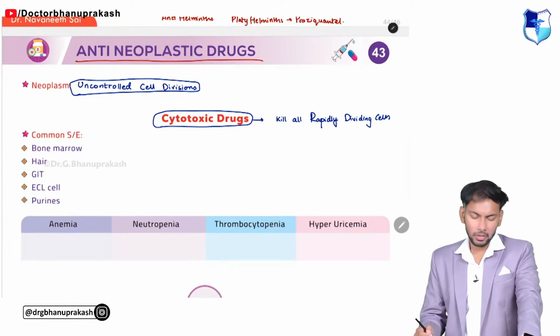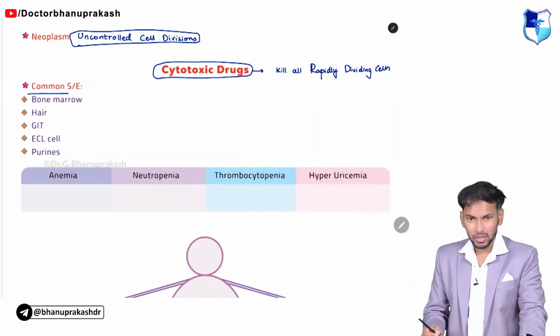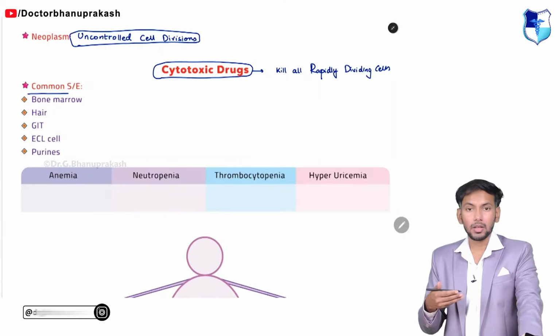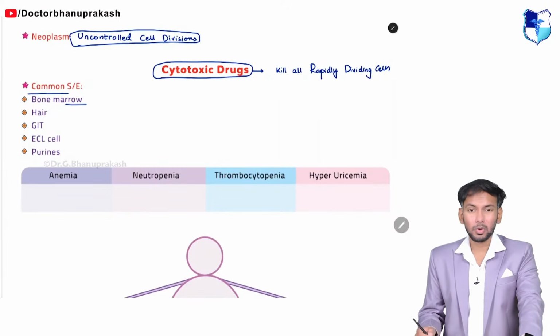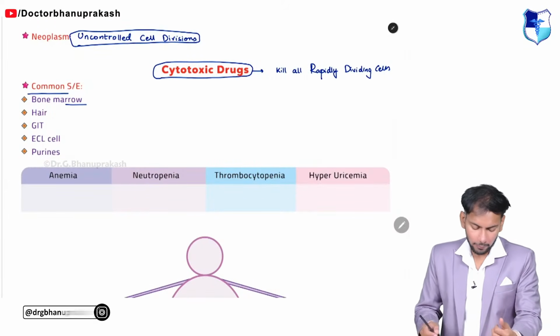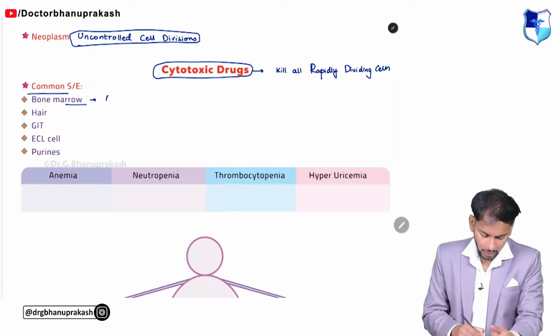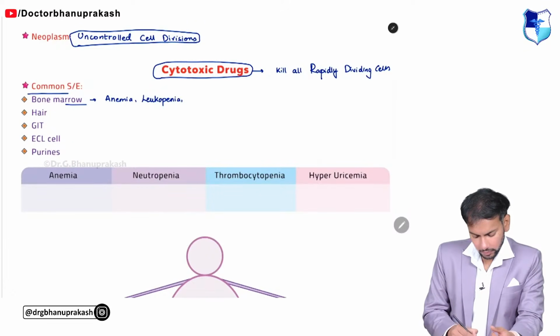That is the issue. So, if you see here, what are the common side effects of the cytotoxic drugs? It will kill the rapidly dividing cells in the body. These are present in bone marrow because they make RBC, WBC and platelets. Now, when these cells are killed, what will happen? RBC will decrease, it will cause anemia. WBC will decrease, it will cause leukopenia. Platelets will decrease, it will cause thrombocytopenia. This is what is known as pancytopenia.